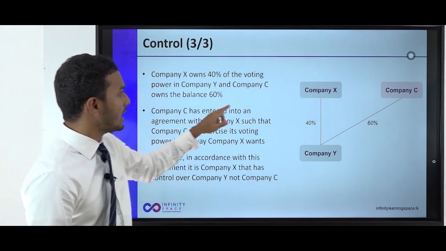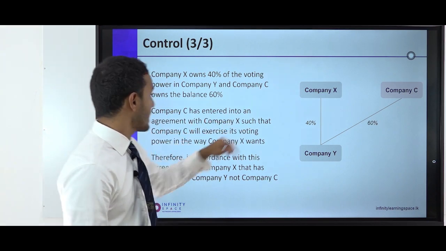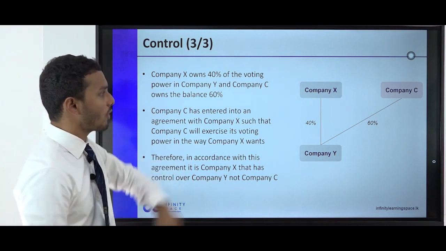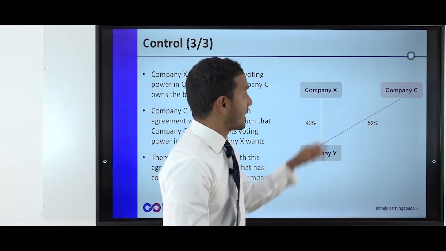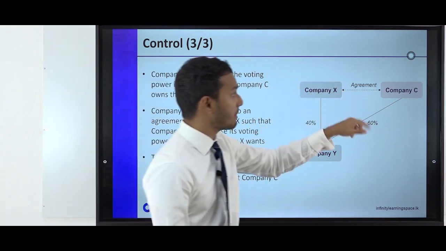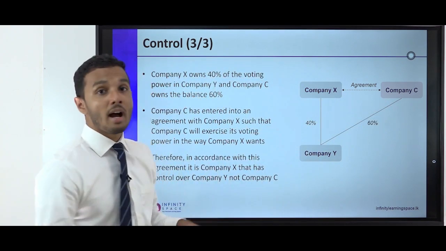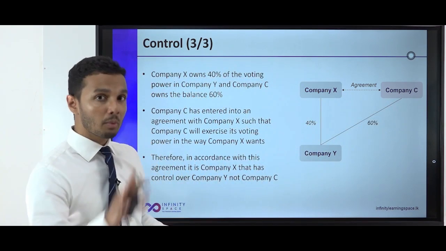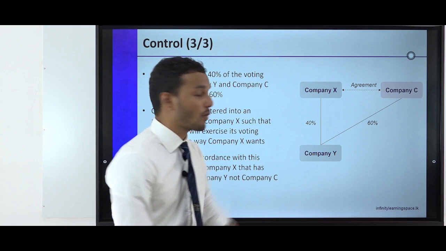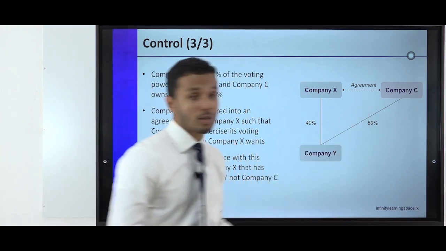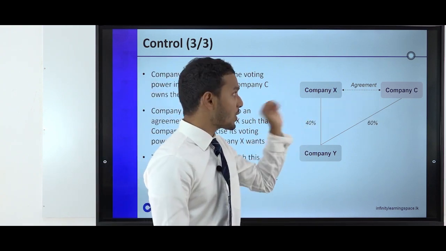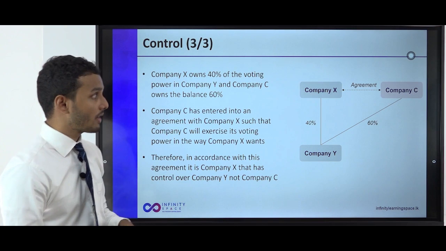Company C has entered into an agreement with company X such that company C will exercise its voting power in the way company X wants. So now there's a new thing. Company X and C have what we call an agreement. Company C says, you know what, I have 60% of the voting power, but I'm going to use them in the way company X wants. So even though company X only owns 40%, this 60% will also be used in the way company X wants. Company C has it, but it will be used in the way company X wants, right?